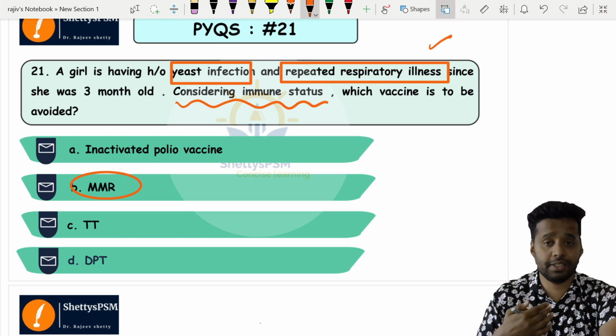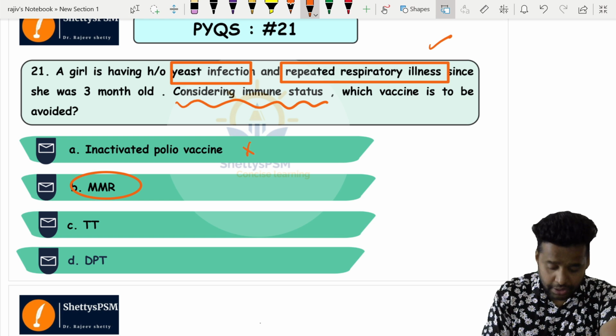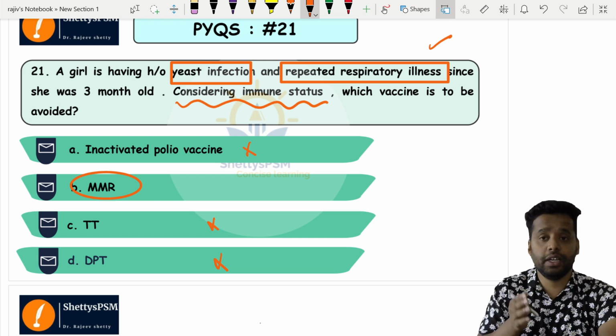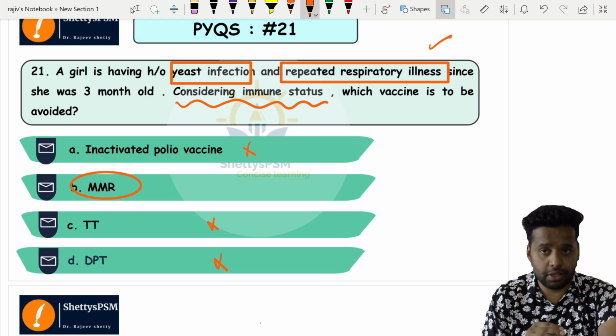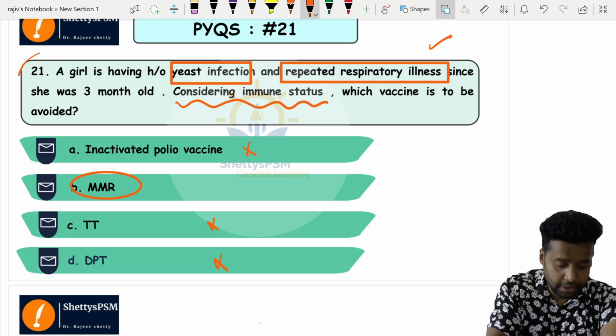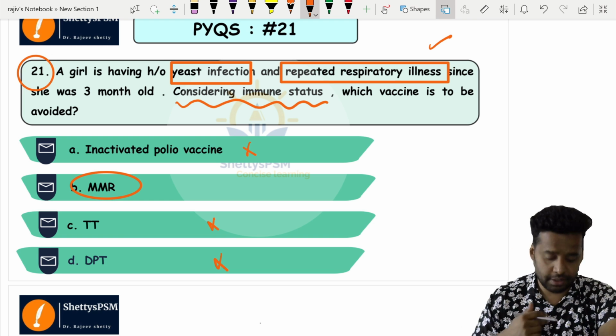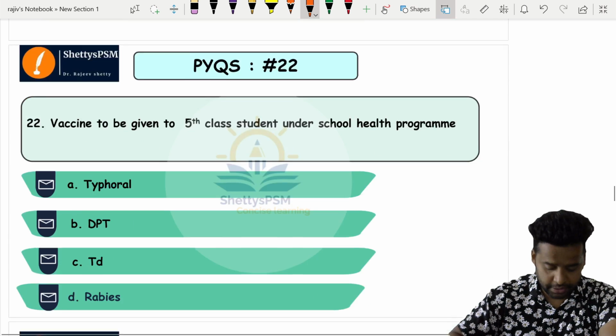That means they want the answer as live. All the others are not live vaccines. Odd man out you have to do. Indirectly I can say, which of the following is a live vaccine, or all of the following are not live vaccine except, means which of the following is a live vaccine. This is the question which has been framed to say which of the following is a live vaccine. Out of that, MMR is the answer.